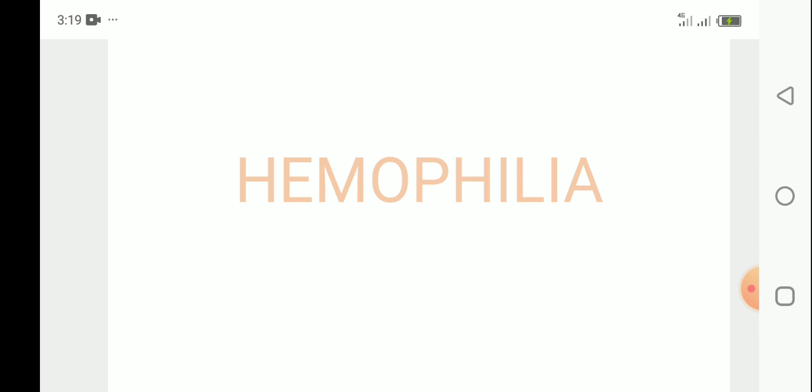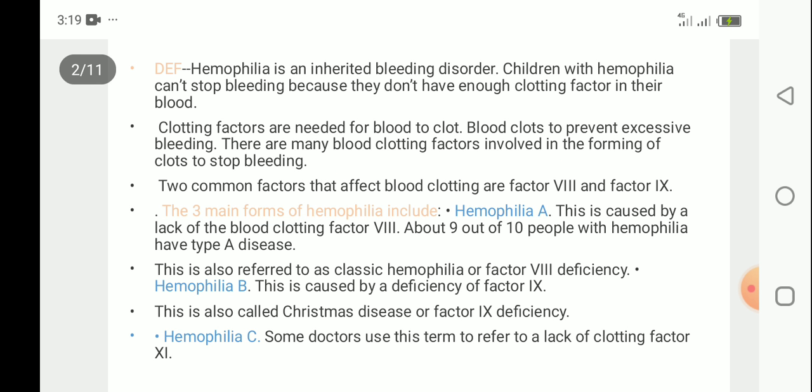In the previous classes about blood disorders, we have seen the anemias, types of anemias, and thrombocytopenia. Today let us see about hemophilia. Hemophilia is nothing but a bleeding disorder. It is a bleeding disorder.